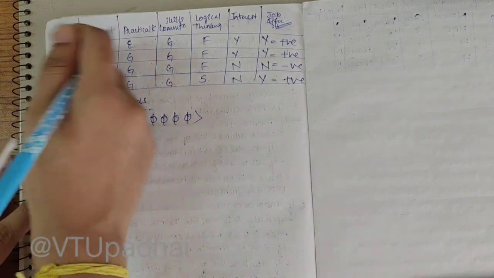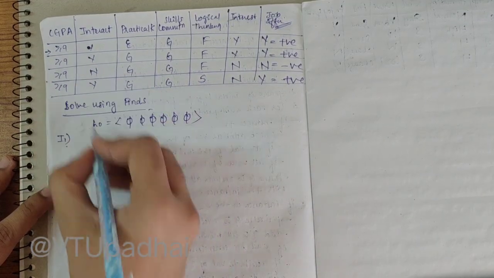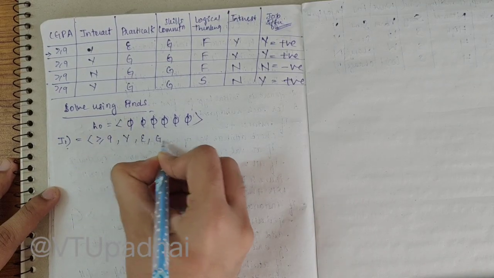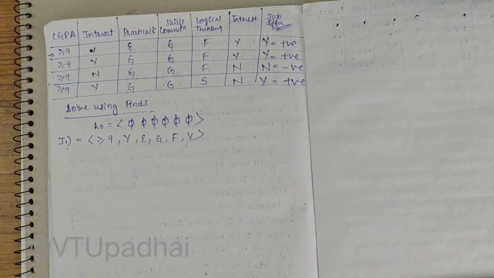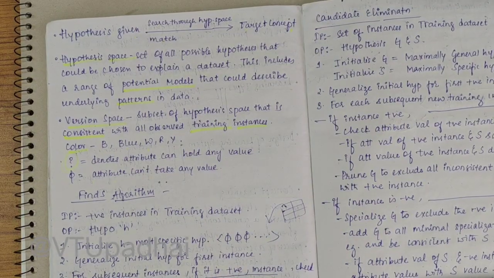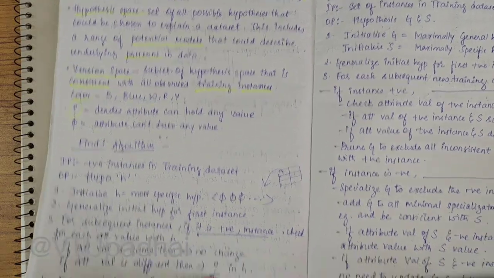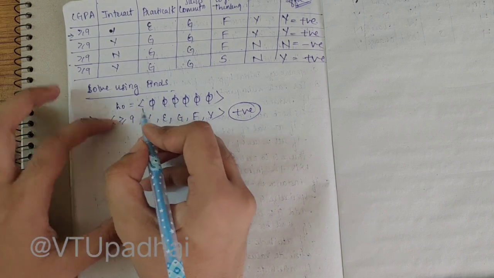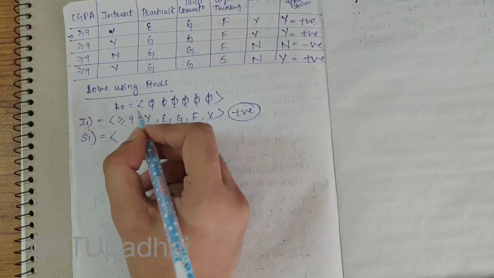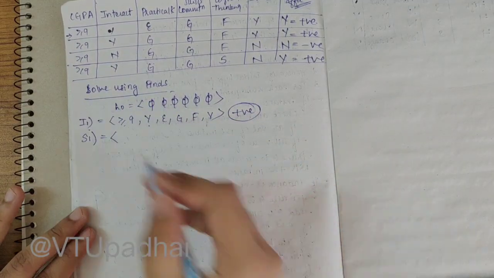Next I will start considering each instance. So this one is I1. I'll specify the instance: ≥9, Y, E, G, F, and Y. This is a positive instance, right? So whenever I have a positive instance, check each attribute value with H. If the values are the same, then no change. If the values are different, then replace it with a question mark. So here if I compare it with H0, I'll write the value here as S. Here ≥9 is there, here φ is there, here also Y, here also φ. So I'll get the same I1 value as it is.